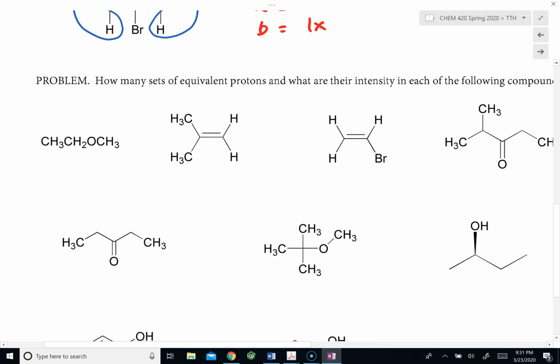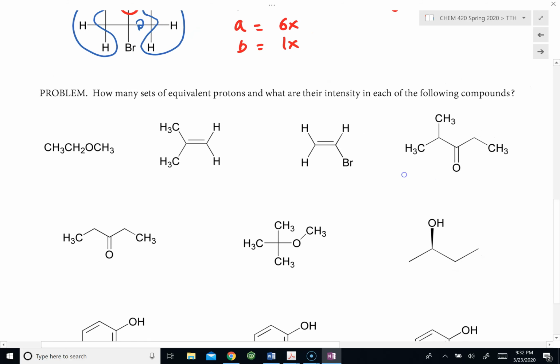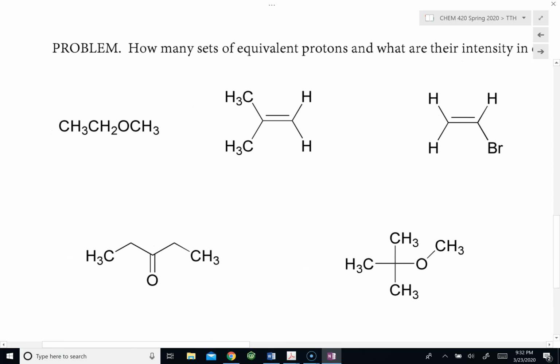How many sets of equivalent protons, and what is the intensity of each signal, would we expect to see for the following molecule? Let's first try the first molecule. How many distinct signals would we expect to see? In this case, it would be 3. Again, the 3 hydrogens in this methyl group will give us 1 distinct signal. Let's call this signal A. And because there are 3 hydrogens that make up the signal, the intensity of this signal will be 3 times.